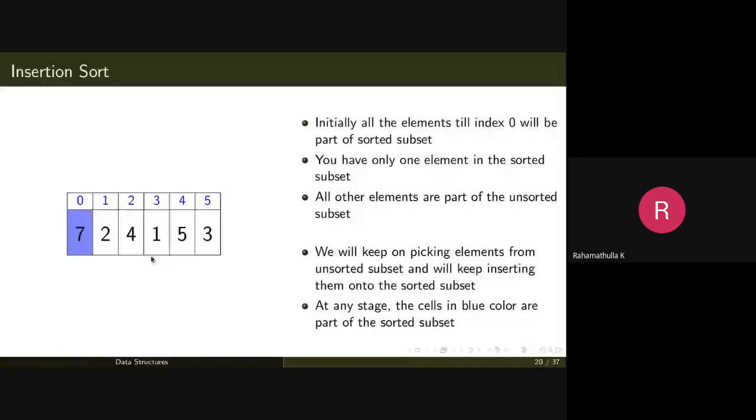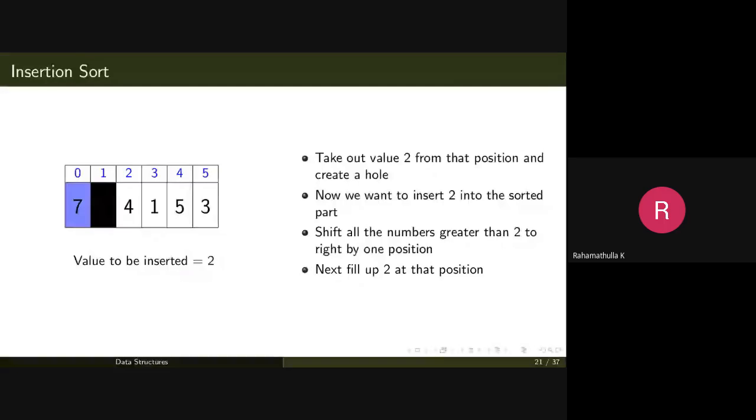The cells in blue color are part of the sorted subset. Next, we take out the value 2 and we keep that value in some other variable, value to be inserted. That is the value here, it was 2. That we take out and we create a hole there. Now we want to insert 2 onto the sorted part.